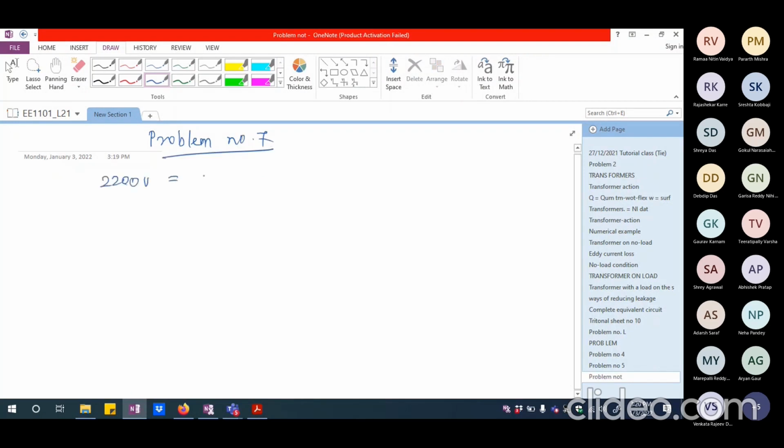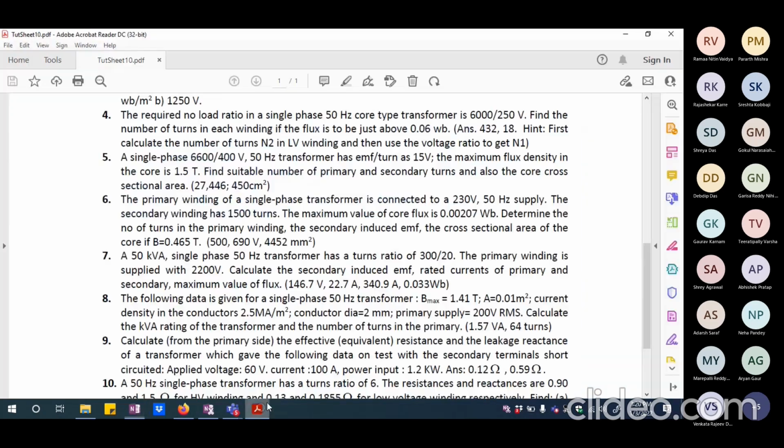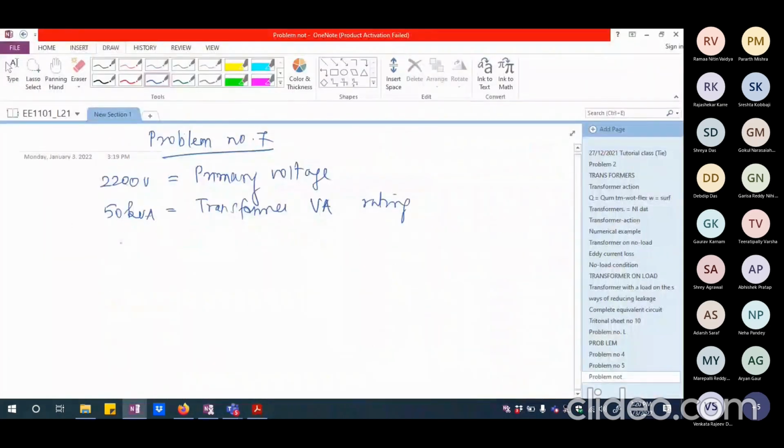So 2200 volts is the primary voltage and 50 kVA is the transformer rating. I should not even say power rating, it is apparent power rating. It is volt ampere rating. So I should be able to write this as volt ampere rating. And the turns ratio is given as 300 by 20.